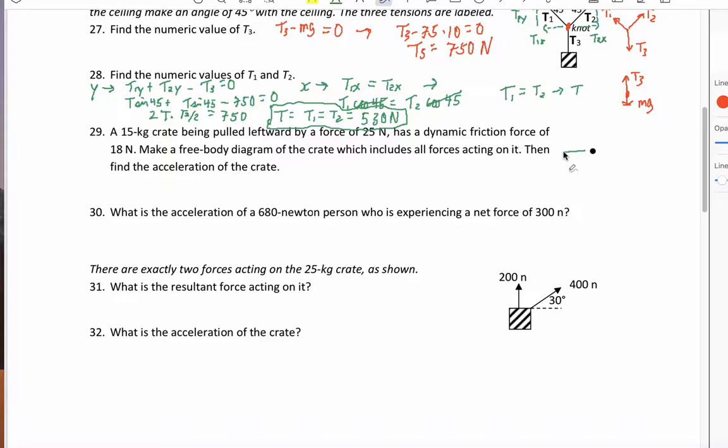We have this pulling force. Yes, it's 25 newtons, but we're going to use letters. And we have this friction force right here. We have a normal force acting up on the crate and the weight force acting down.